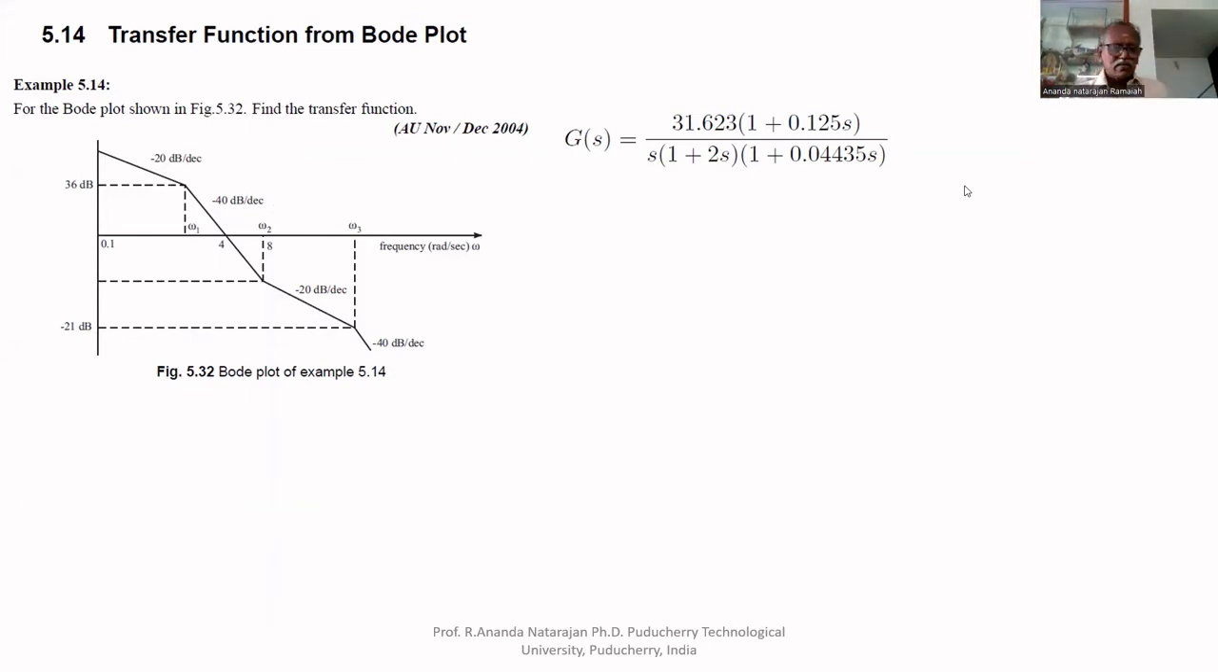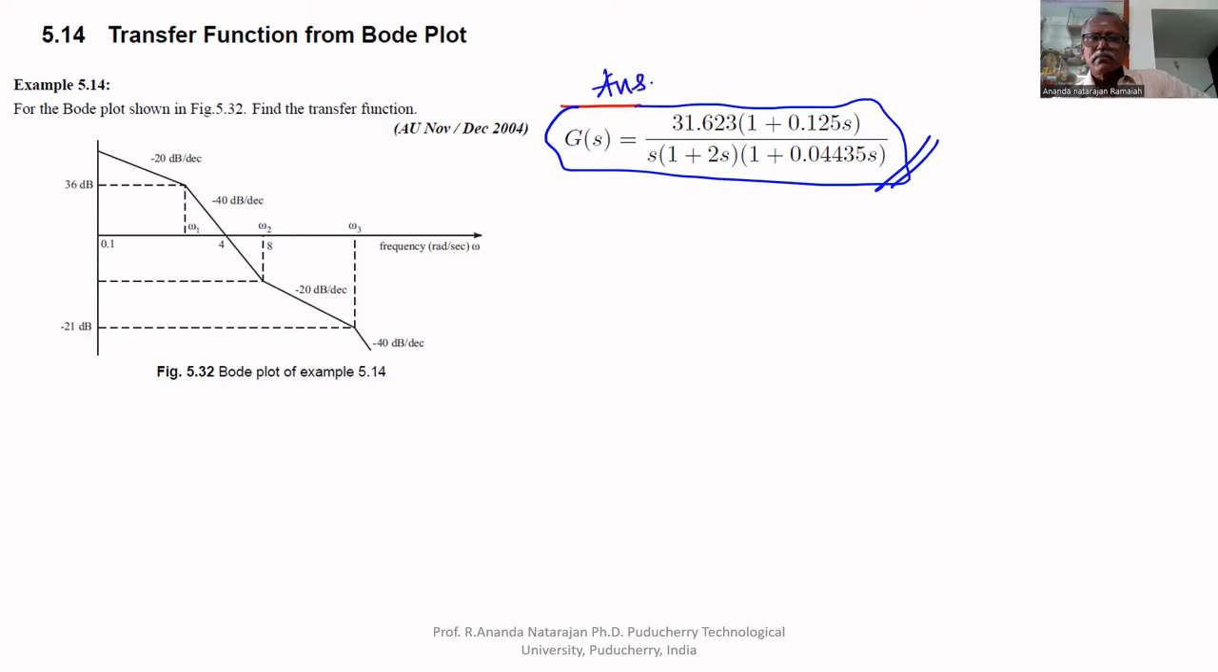This is the answer for the given sum. Now, how to find this transfer function for a given Bode plot.